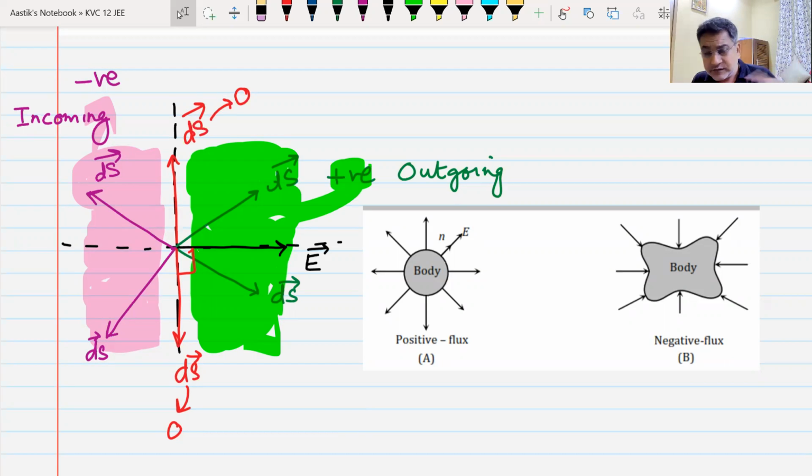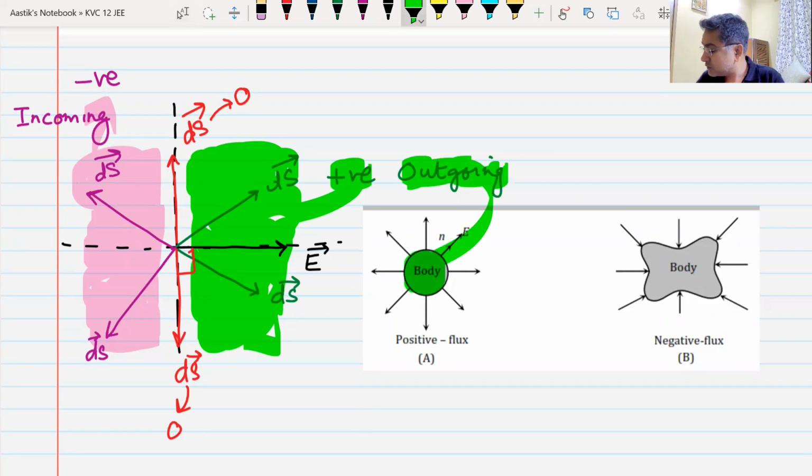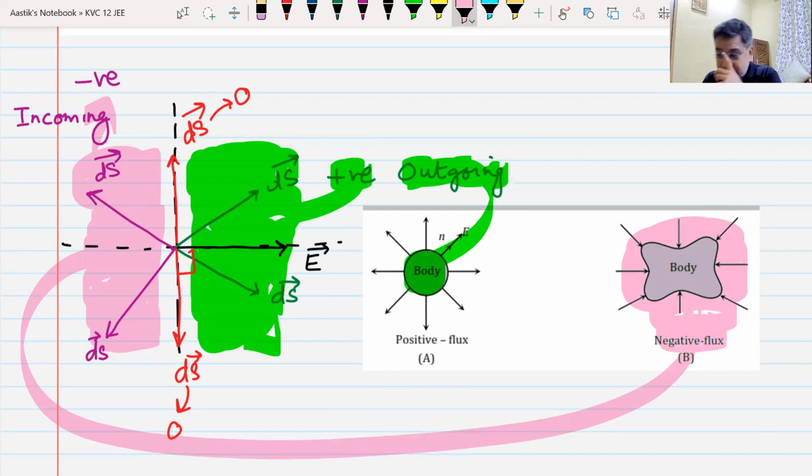When the body is closed, this is your outgoing. And that one is your incoming. Do you understand this? Outgoing flux, incoming flux. Don't have to draw everything, just have to understand it. That this is outgoing, this is incoming. I'll give you 2 minutes. Let me know once you're done.